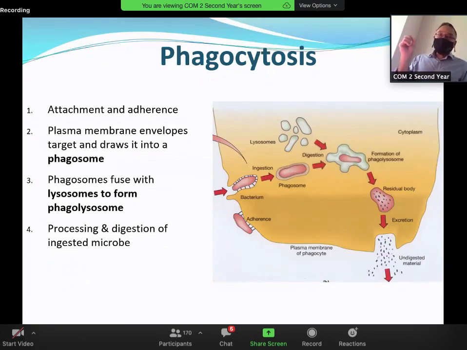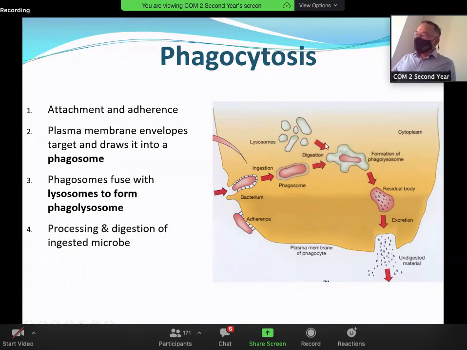Then once that binding happens between the phagocyte and the bacterial cell, you get changes within the cytoplasm of the phagocyte to change its actin-myosin filaments so that the cytoplasm can swamp or cover over the bacterial cell to draw it inside. That bacterial cell then gets drawn into a vacuole within the cytoplasm, and this is called a phagosome.